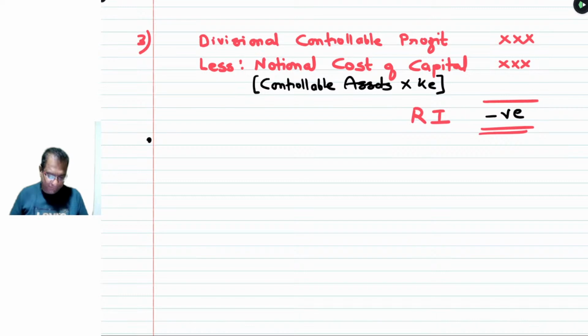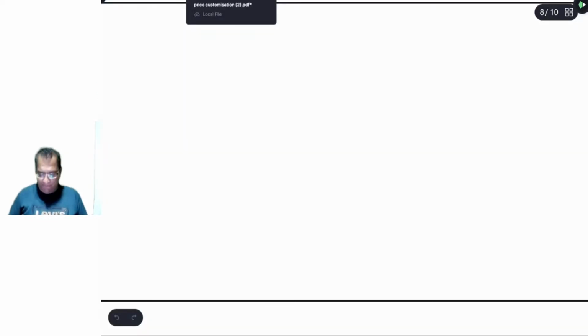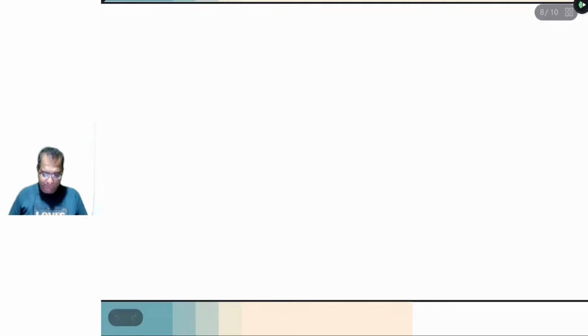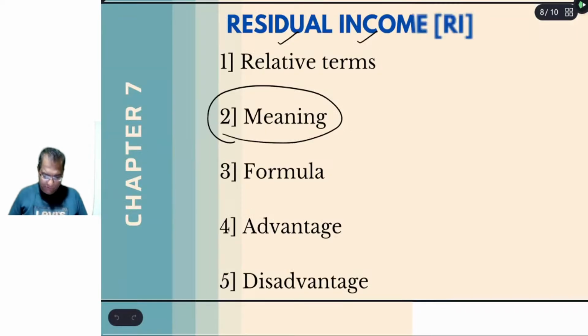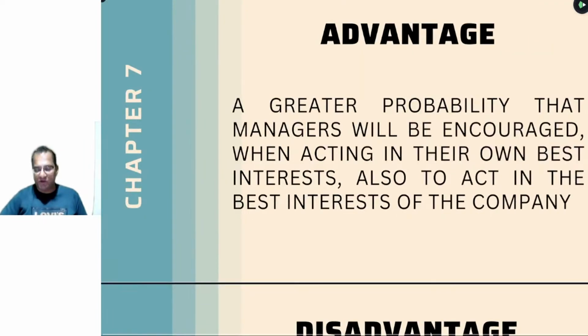That is, decision taken by the department will be in favor of the organization.